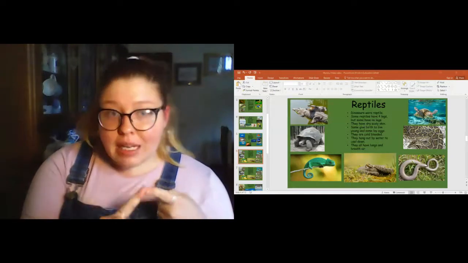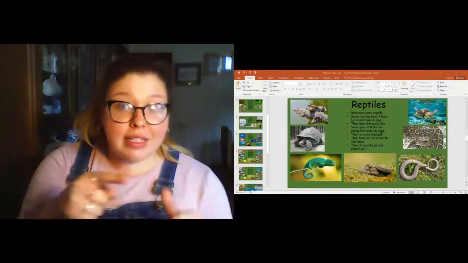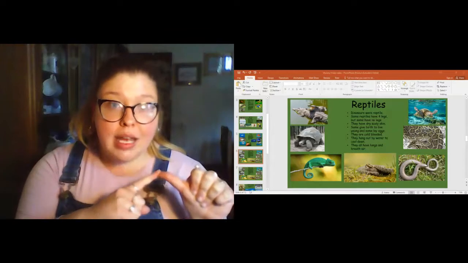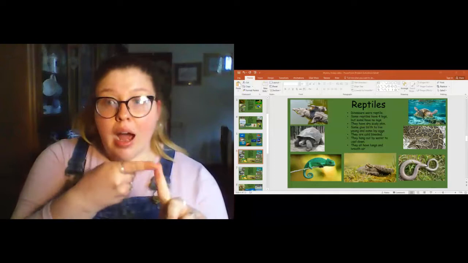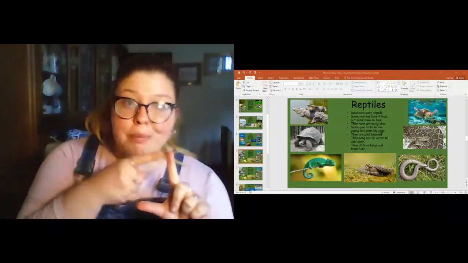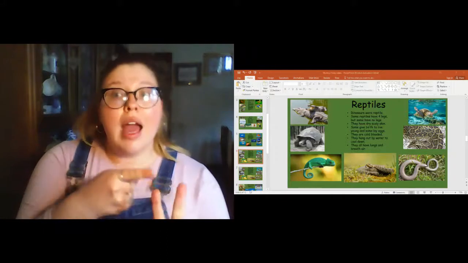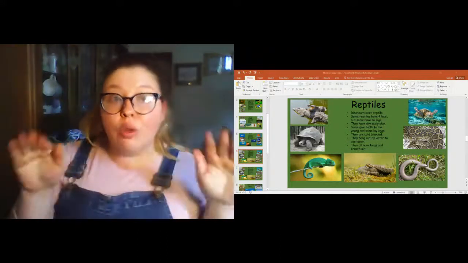Okay? Chameleons are a reptile. Down the bottom there is an adder snake. Now, an adder snake is a snake that we have in the UK. It is the only poisonous snake that we have in the UK. There is a slow worm. He's a kind of reptile. You might see slow worms out and about on your walks. And there is also a picture of a python. And these are all reptiles.